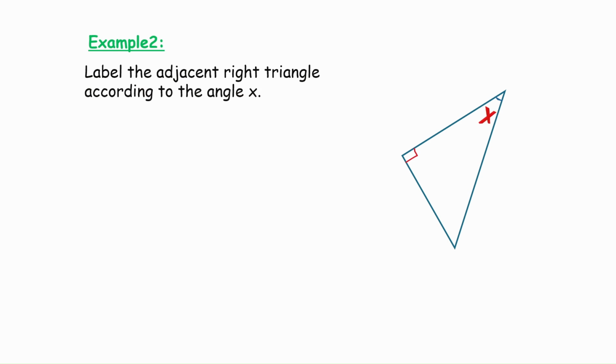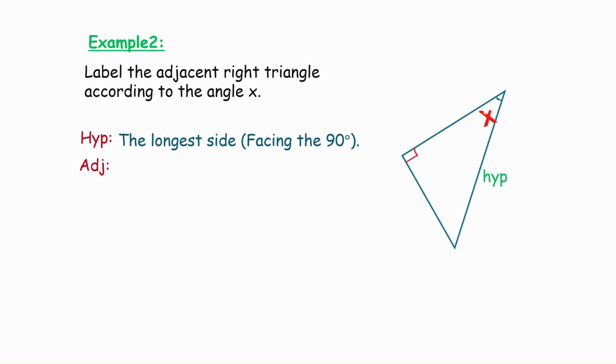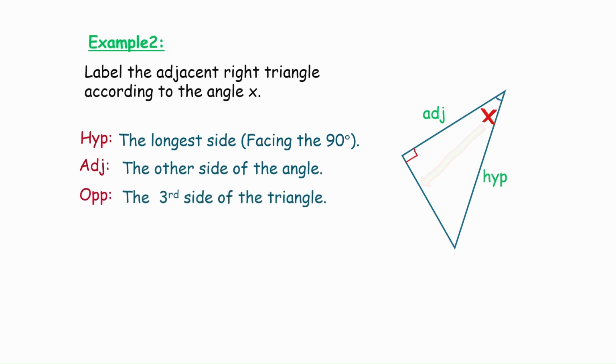Example 2. Label the figure according to the angle x. We always start by labeling the hypotenuse, which is the longest side, facing the 90-degree angle. Adjacent is the other side of the angle x, or the second leg of the angle. Opposite side is the third side of the triangle, which is opposite to the angle x.